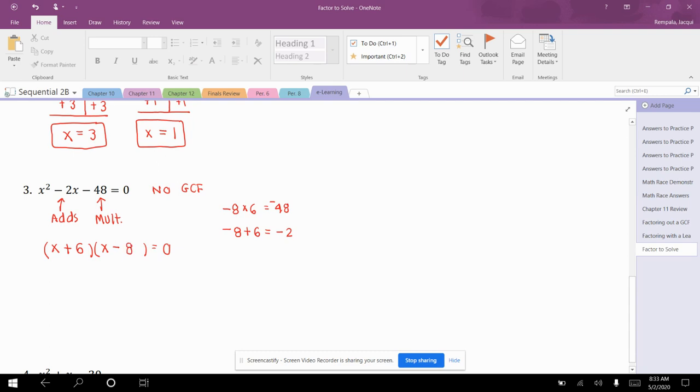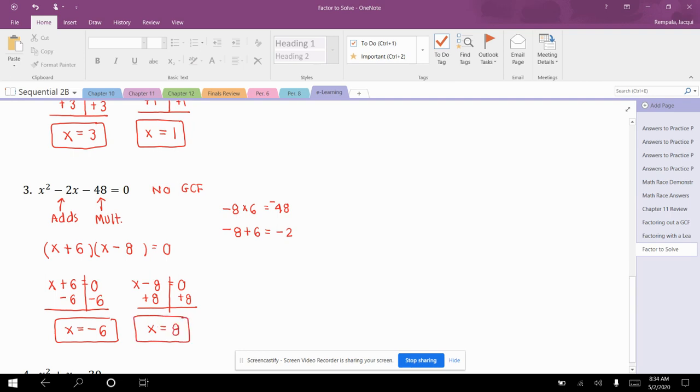And now that I've factored, I'm going to set each factor equal to 0 to finish solving the equation. So to get the 6 to the other side, I'm going to have to subtract it. 0 minus 6 is going to give us negative 6. There's one solution. To move the 8 to the other side, I'm going to have to add it. 0 plus 8 is going to give me 8. And there are my two answers.